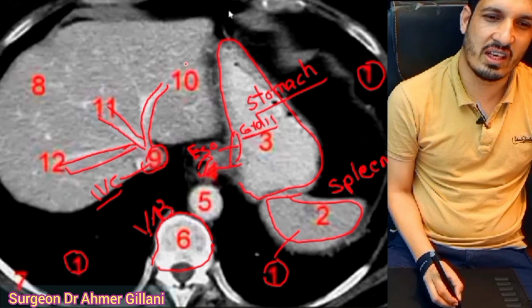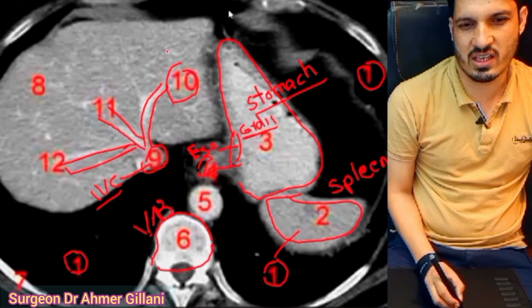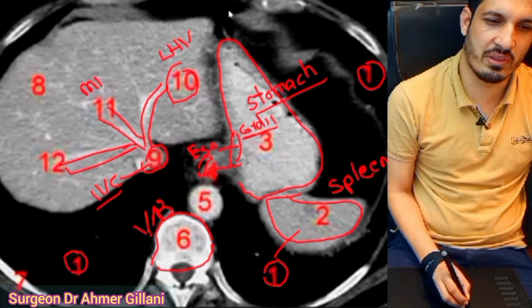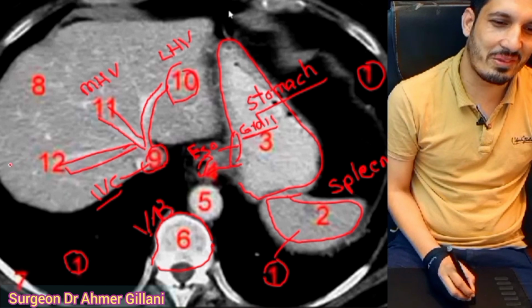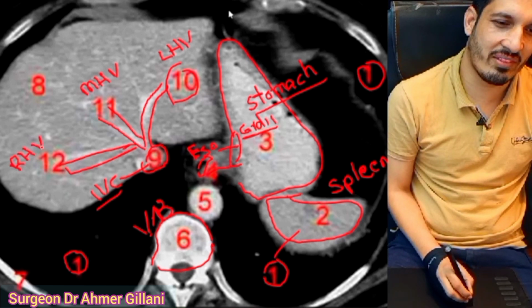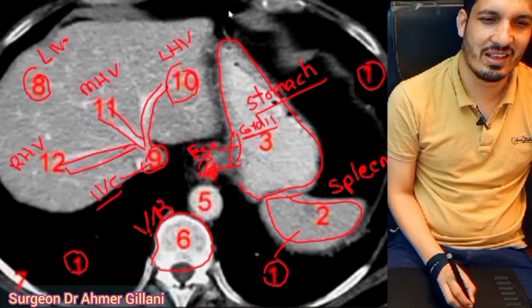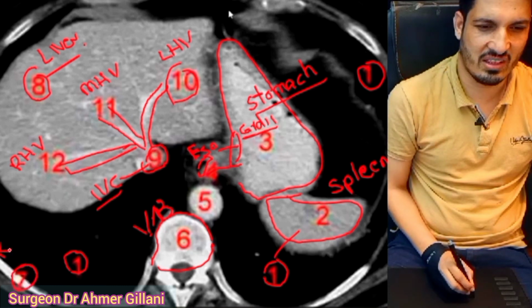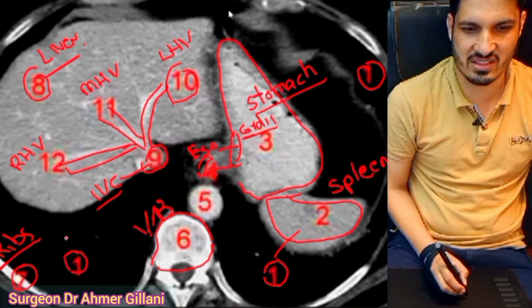The 10, definitely it's on the left side. So this is the left hepatic vein, this in the middle is the middle hepatic vein, and the structure number 12 will definitely be the right hepatic vein, and the structure 8 is the liver. So we have marked this area, and again the structure number 7, they are ribs. So now we will move towards the next slide.